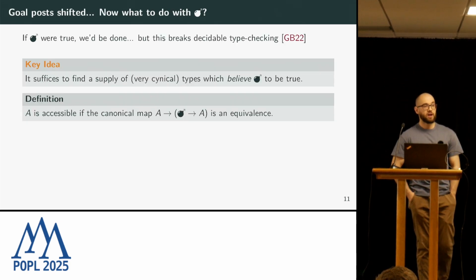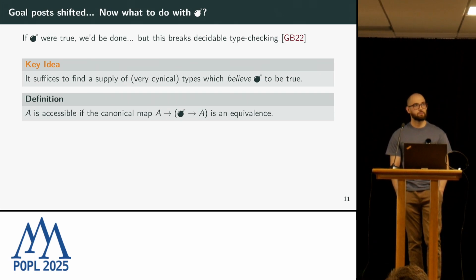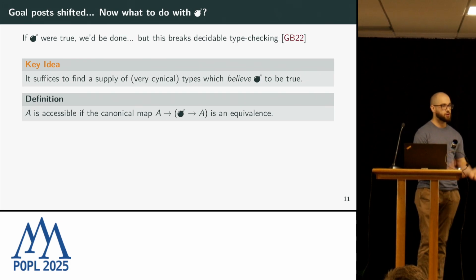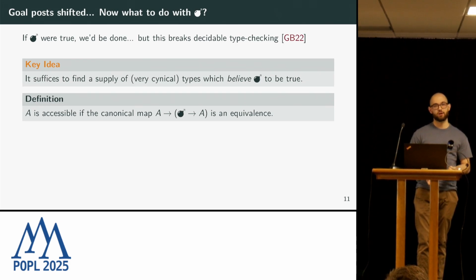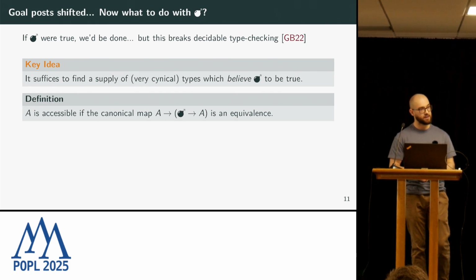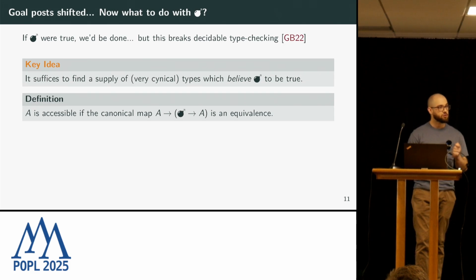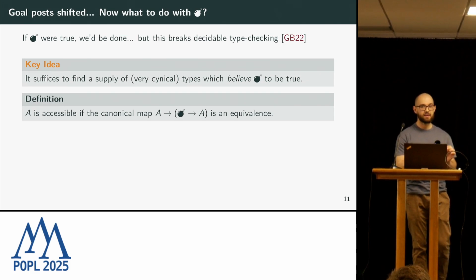Okay, so now we just need bomb to be true, yes? The issue is that if we just postulate bomb, then we're in exactly the same position we were before. We can eliminate the cut and we have Loeb induction, and that's going to make type checking undecidable. However, it would suffice if we can find a collection of types which believe bomb is true without us having to postulate it. These are types A such that A is equivalent to bomb implies A. We say these types are accessible.